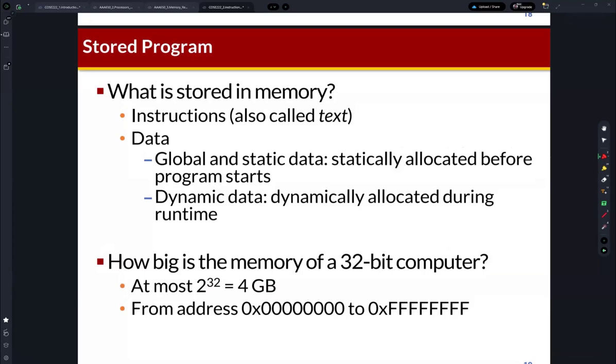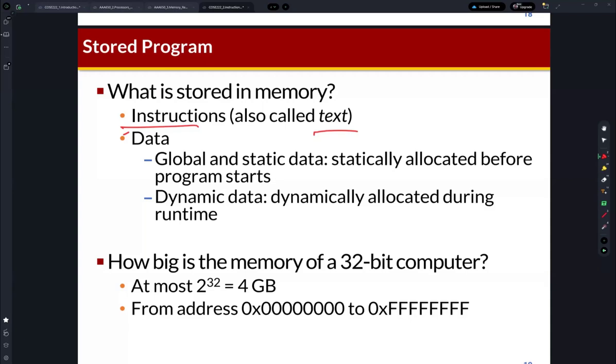So what is stored in the memory? Instructions. Okay. We will have labs, but the compiler can generate the assembly code, and if you open this assembly code, you can find this is the text, this is the data, like this. So actually the assembly code or the binary code includes instructions and data used by our program. Instructions are also called the text.